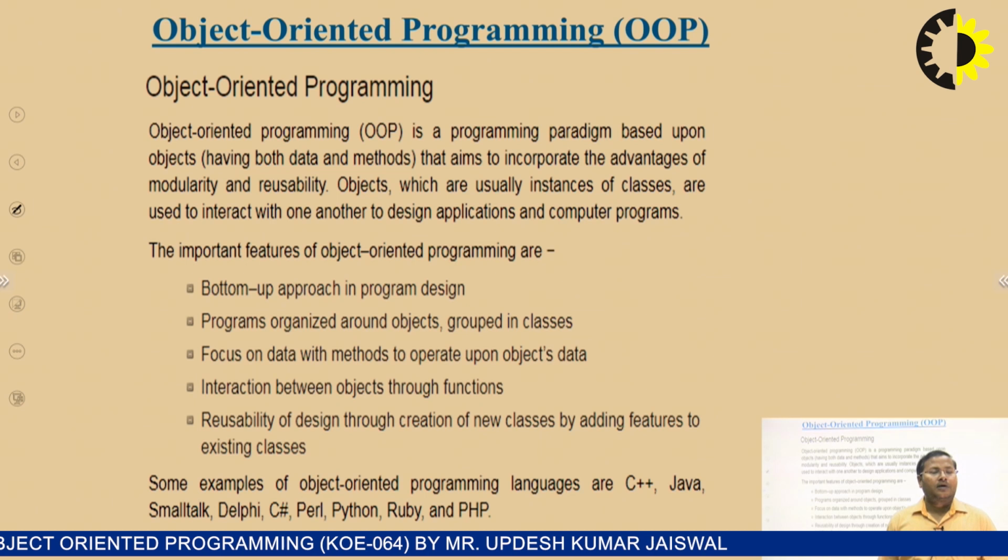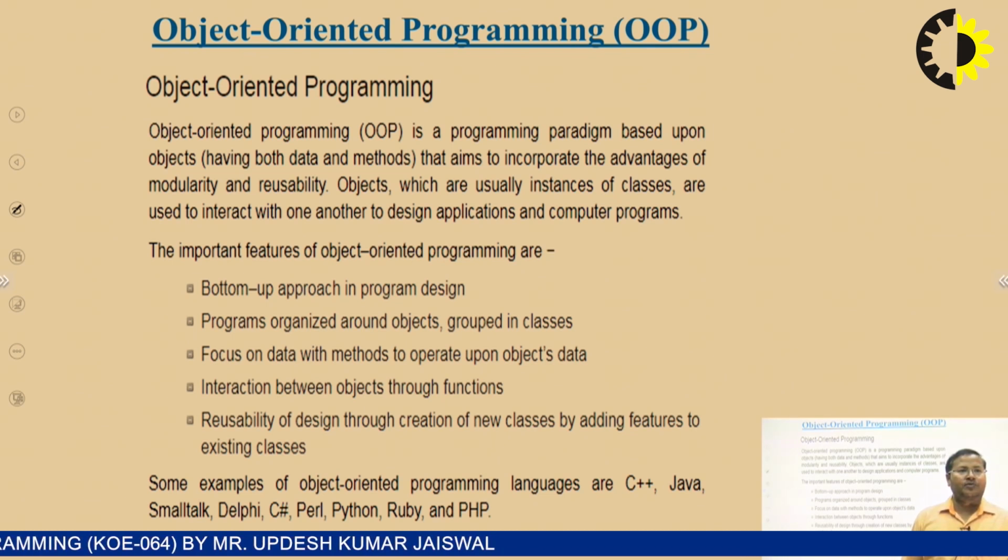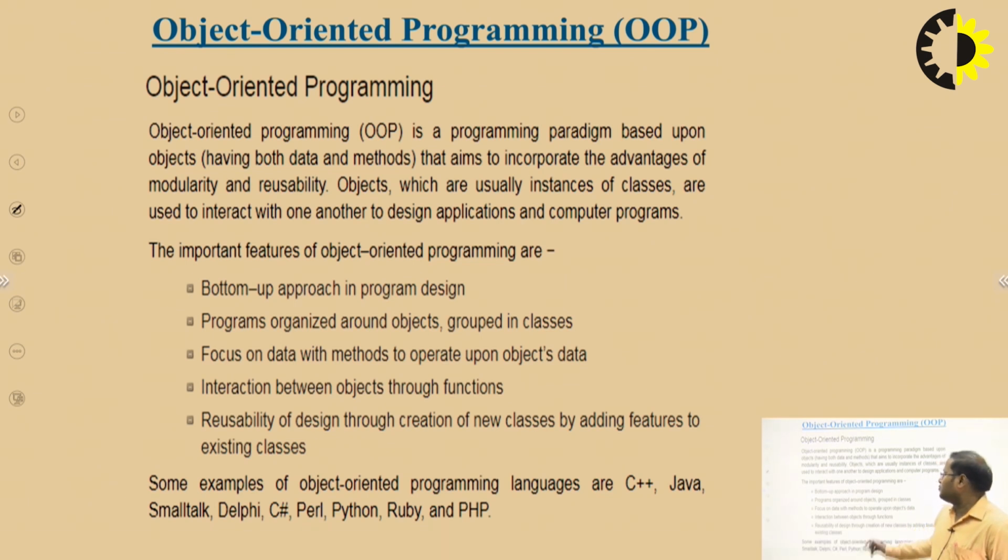Now a very important term is object oriented programming. Object oriented programming is a programming paradigm, a programming style based upon objects that aims to incorporate the advantages of modularity and reusability. Two features are very important, modularity and reusability. Objects, which are usually instances of a class, are used to interact with one another to design applications and computer programs.